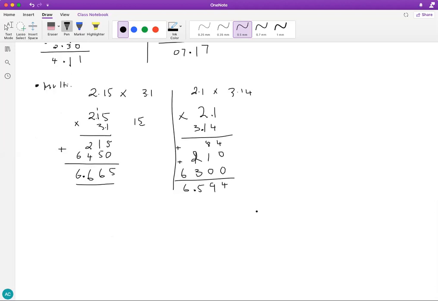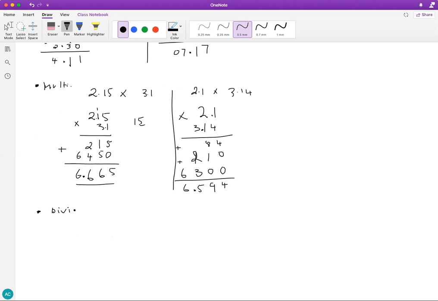Okay, so that's the multiplication. Of course, you need to know your multiplication table. So it's done almost similar to multiplying whole numbers. The only difference is that you have to place the decimal after you add. That's the multiplication. Let's look at division.